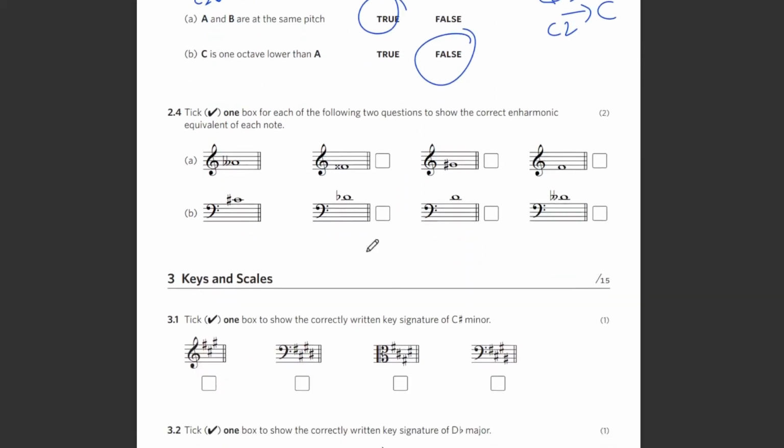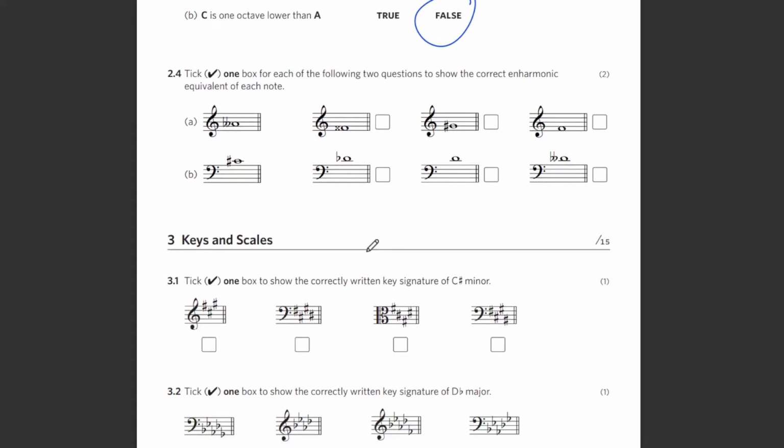Okay, next, question 2.4 is a question on enharmonic equivalent. So let's draw out the piano. It might be easier to determine the enharmonic equivalence of notes. So now this is A and I have A double flat, right? So A double flat, so this is A.